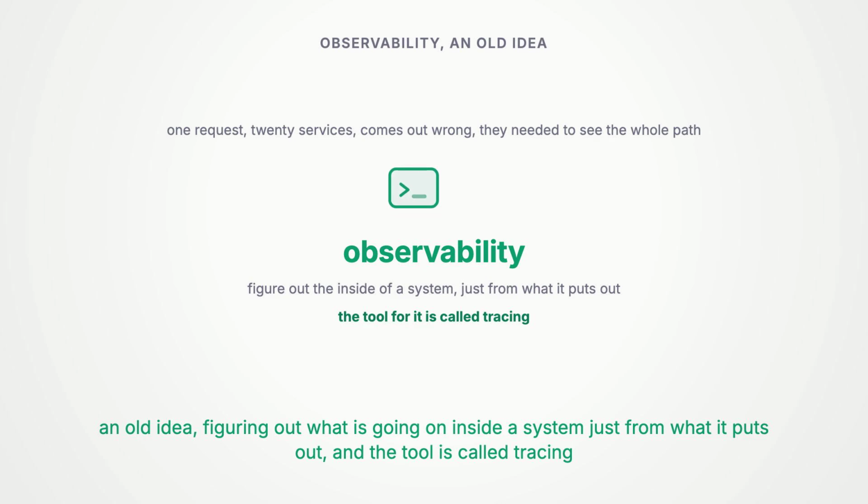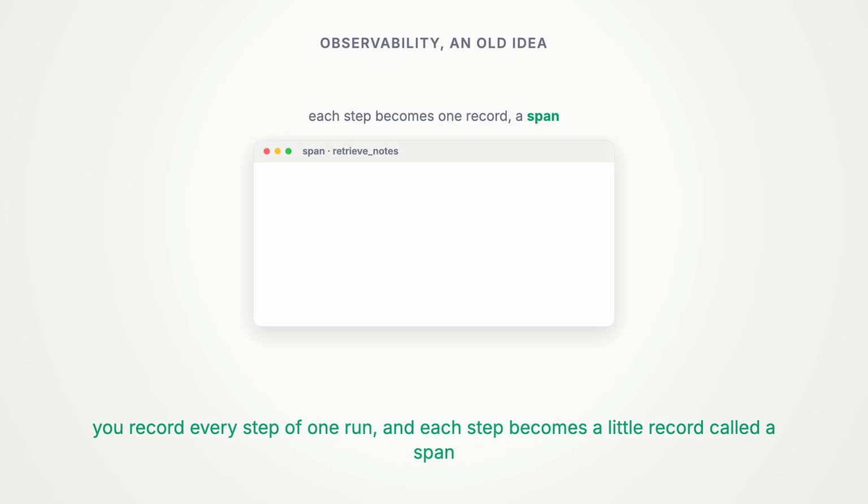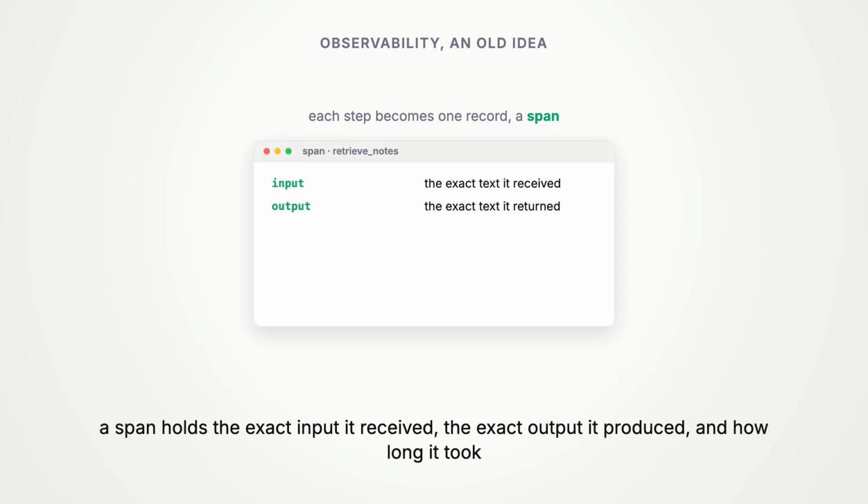Each step becomes a little record called a span, and a span holds the things you have been desperate to see. The exact input that step received, the exact output it produced, how long it took, and for an AI step, which model, how many tokens, and how much it cost.